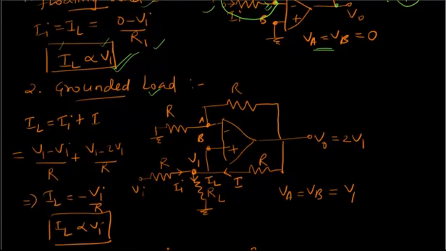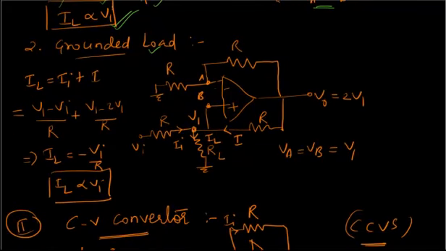Next, let us take a grounded load now. This is our normal grounded load, which is connected to the ground. Here from this node we can write II plus I is equal to IL. Now if you substitute II is equal to this and I is equal to this from the equation.